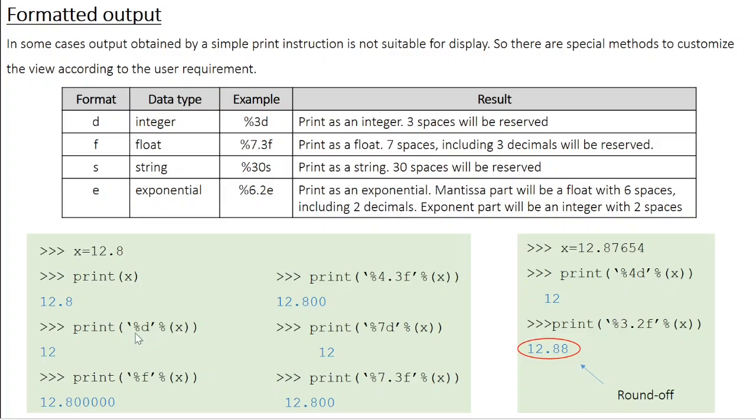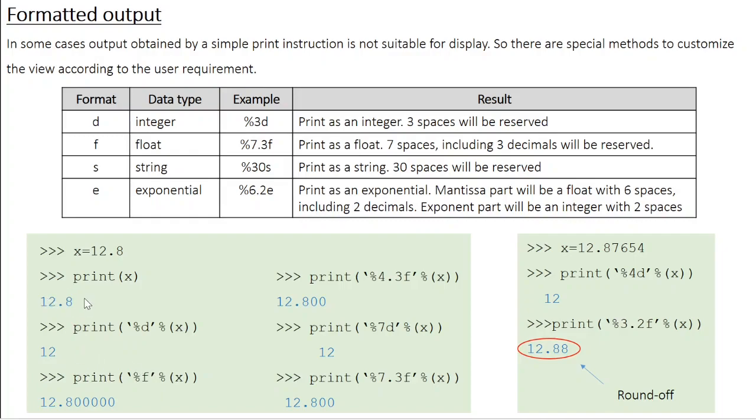It may be slightly complicated initially, this format, but once you get used to it, it will become almost intuitive. So the moment Python sees %d, it knows that the answer should be printed in the integer format. So the decimal point will be omitted, and your answer will be 12.